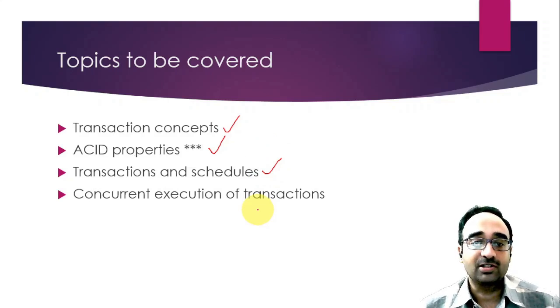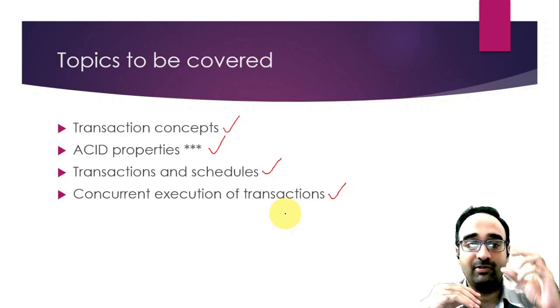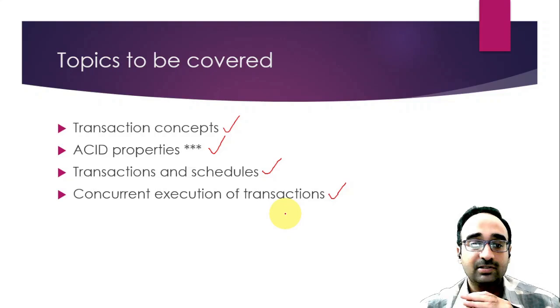Okay, we will see what is a schedule and different types of schedules along with examples, and finally we will discuss about concurrent execution of transactions. Okay, so basically we are going to perform them simultaneously, side by side, by performing some instructions from one transaction and some instructions from another transaction, like that, which is called as concurrent execution of transactions.